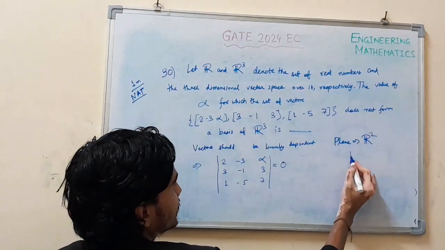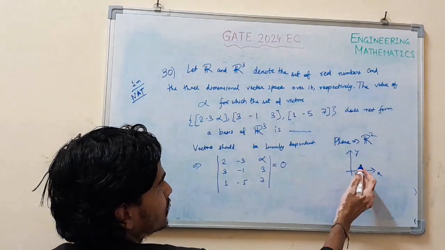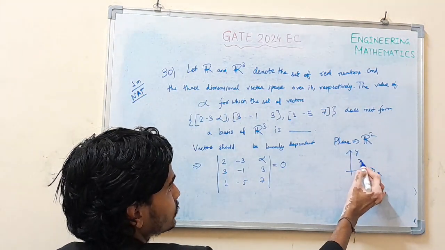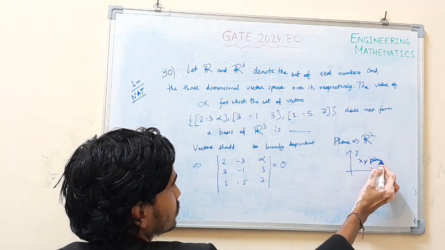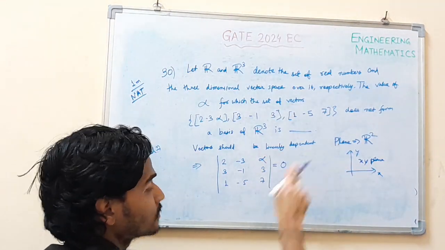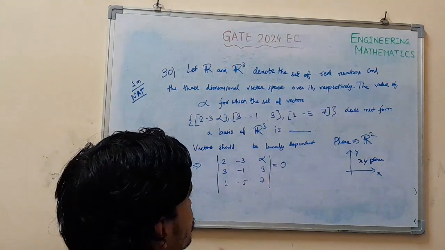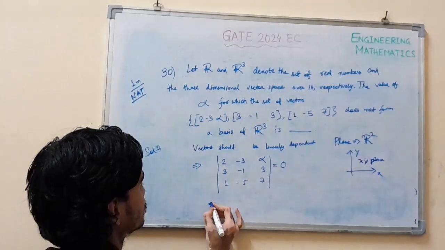A plane can be formed by, say, x and y. It's two dimensional. If they are linearly dependent, they will lie on this x-y plane. For that to happen, they have to be linearly dependent, and for linear dependency, this determinant should be equal to 0. We have to solve for this determinant.